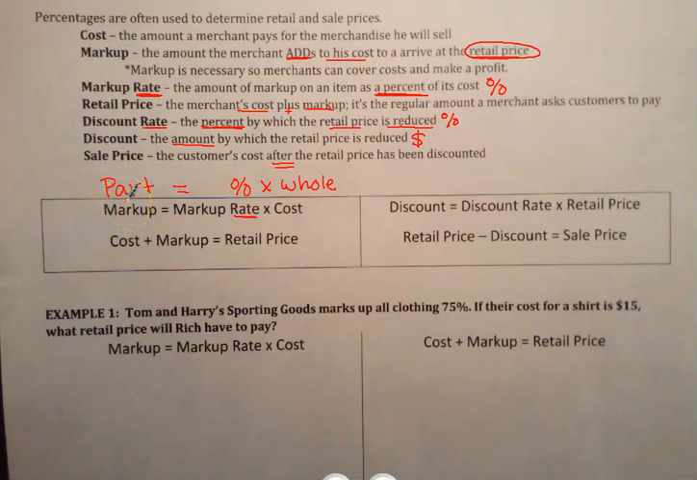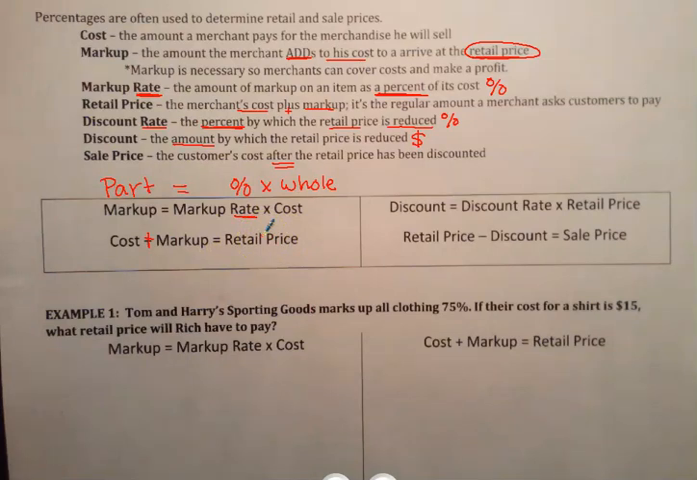Okay, so we're still using that percent equation. We're just renaming the parts of it to make it a little easier to think about. And then to get our retail price, we're going to take the cost and add the markup to it, and that equals the retail price.